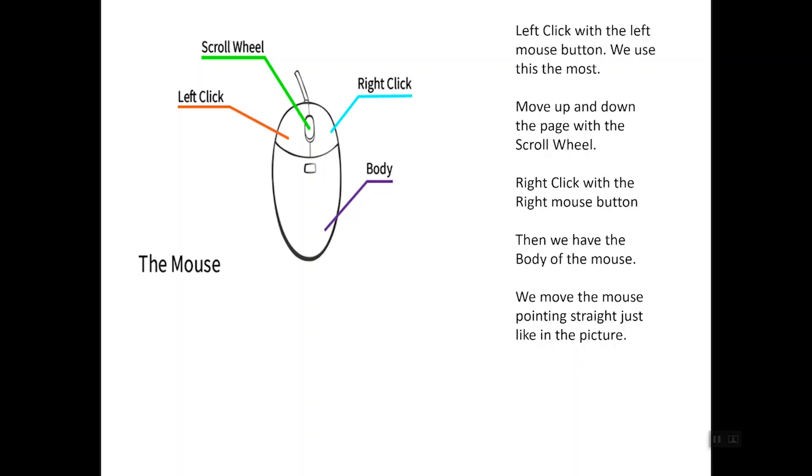This is a picture of a mouse. We have all the different buttons in the body of the mouse. Left click with the left mouse button. We use that the most. Move up and down the page with the scroll wheel. Right click with the right mouse button. Then we have the body of the mouse. We move the mouse pointing straight, just like in the picture.